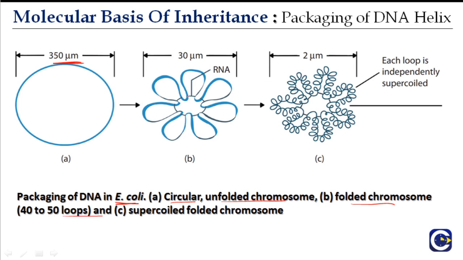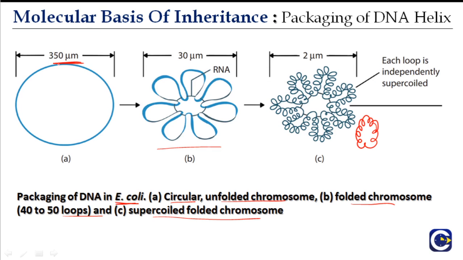This is the loop structure that it has, and then there is folding taking place. Then it is a supercoiled folded chromosome. What is supercoiled? When there is coiling of the coiling, then it is called supercoiled. You see, here it is coiled, and then it is coiled even more. So this is called supercoiling. Each loop is independently supercoiled. So this is one loop, and each of the loops is supercoiled.